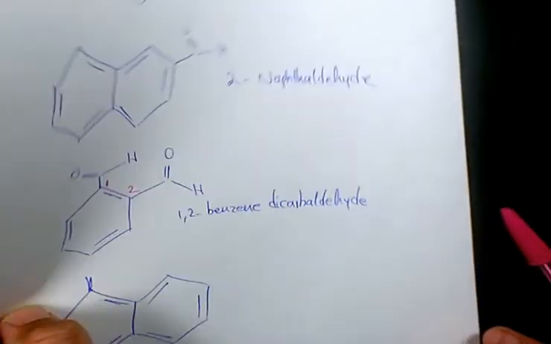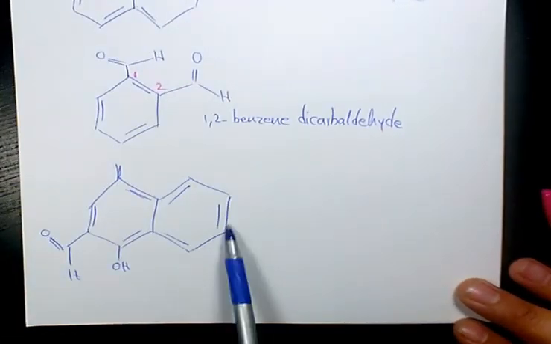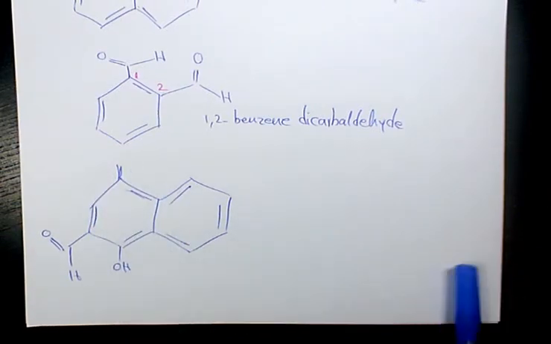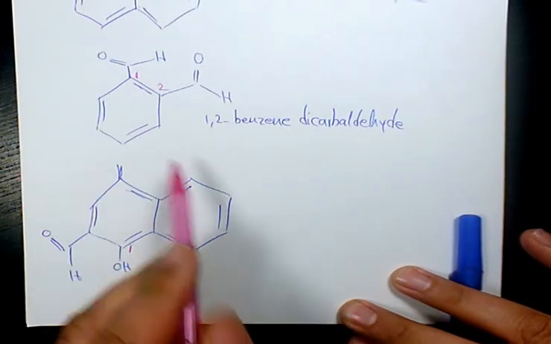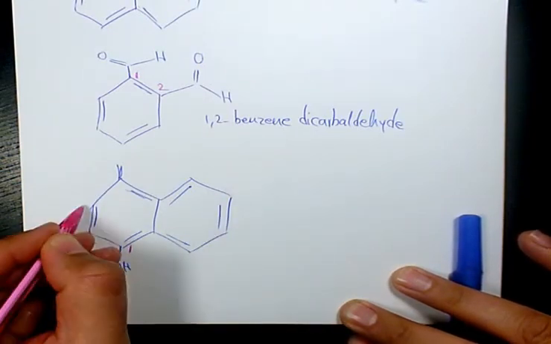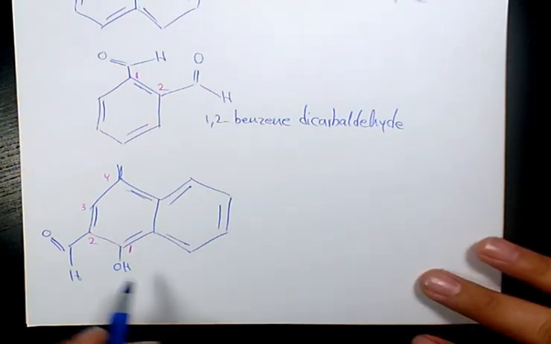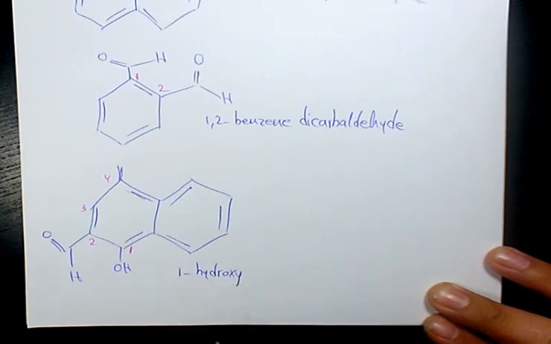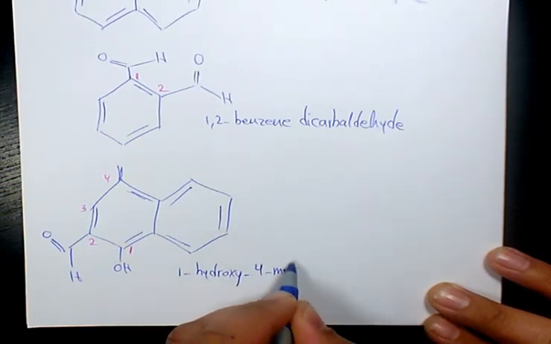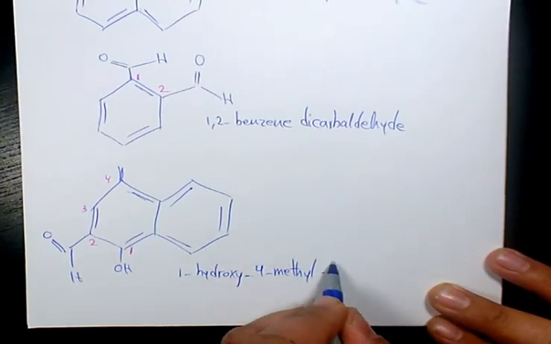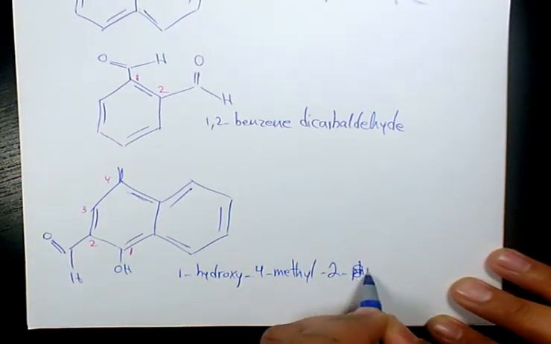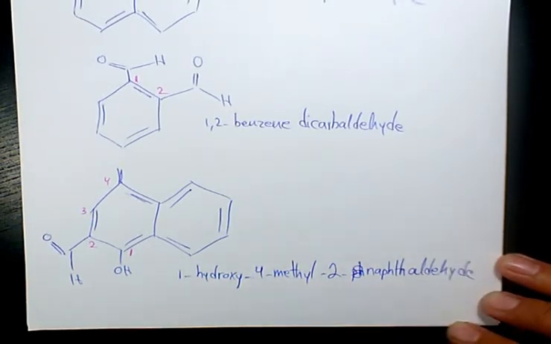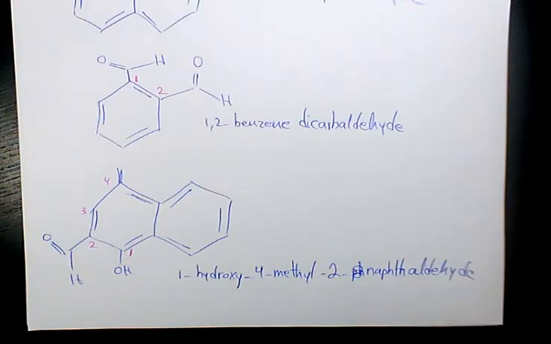And finally here we have naphthalene, aldehyde, and hydroxy. We have also methyl as well. This is going to be number 1. Always when we have naphthalene, this is going to be the number 1. 2, 3, and 4. So I'm going to call it 1-hydroxy, 4-methyl, 2-naphthaldehyde. This is going to be the name of this organic compound.